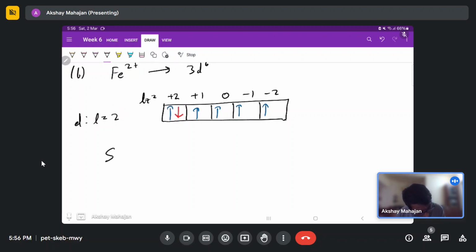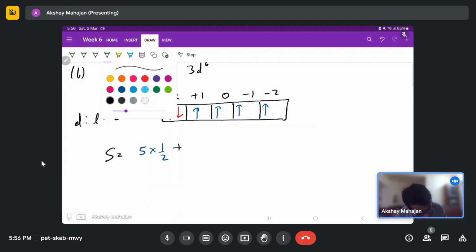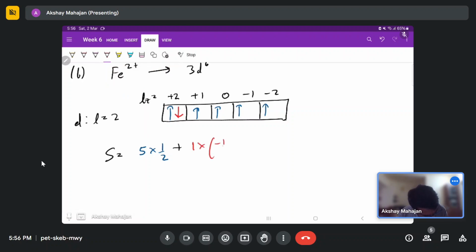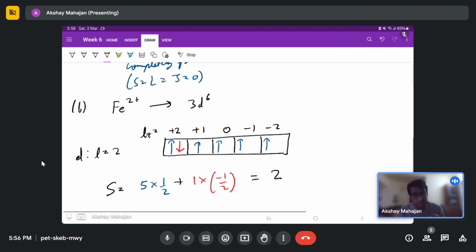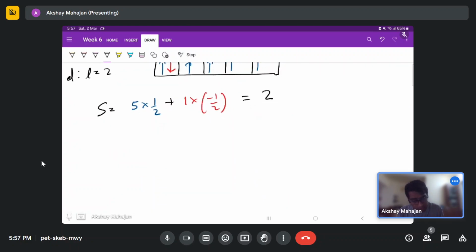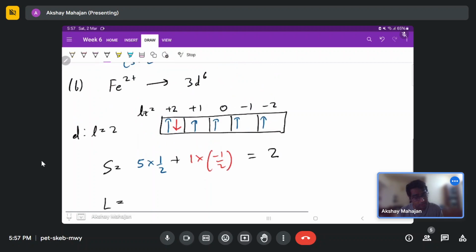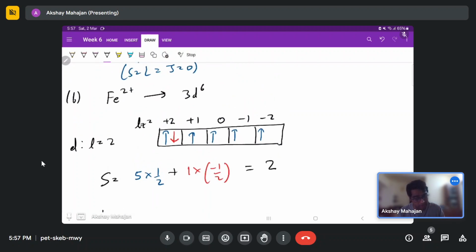So capital S value will be equal to 5 times plus half and 1 times minus half, so S value will be equal to 2 in this case. So that's the same thing we got for the iron atom case as well. As you can see, for the iron atom and the Fe2 plus ion, the S, L and J values are basically the same. They are coming out the same because the two electrons are going from the 4s shell instead of 3d.